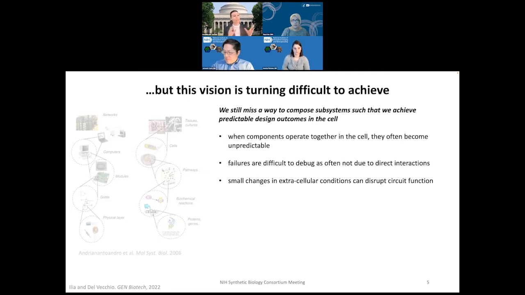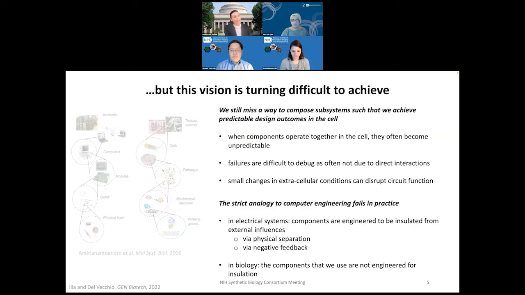Small changes in extracellular conditions, such as laboratory conditions or what's around your cell, can completely disrupt circuit function. We all know, for example, how sensitive our systems are to small temperature changes, small nutrient changes, things change a lot. So the strict analogy to computer engineering really fails in practice, right?